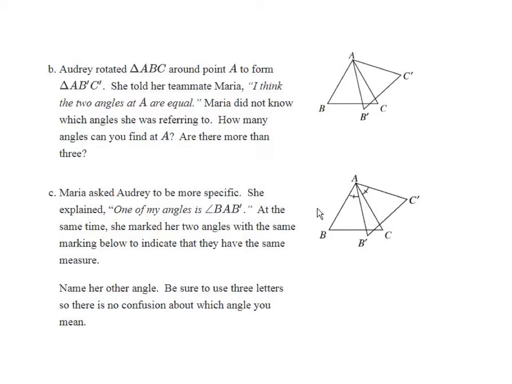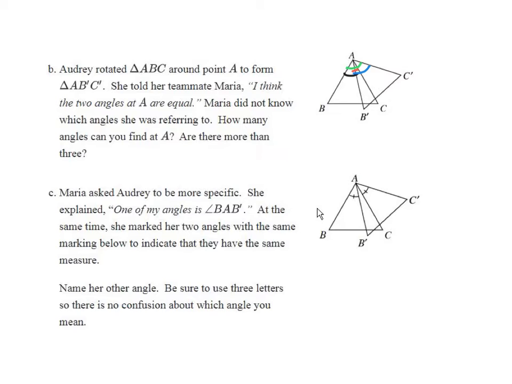Aubrey rotated ABC about point A and found A, B prime, C prime. She told her teammate Maria, "I think 2 angle A's are equal." Maria did not know which angles she was referring to. How many angle A's can you find, and are there more than 3? And so we had this angle A, this angle A, this angle A, and then this angle A. So there are several ways you could name angle A.